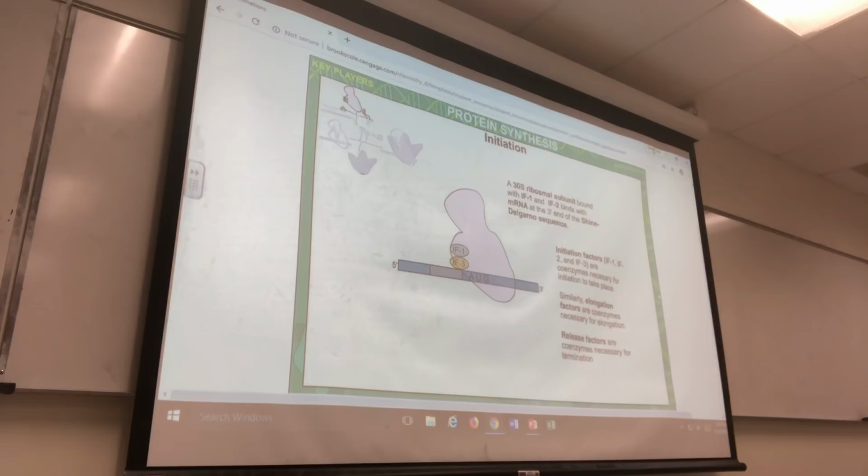Initiation, the goal is to bring in all the pieces we need to conduct translation. So logically, we just need to think about what pieces we need. Well, obviously, we need the mRNA. That is necessary for translation to occur.